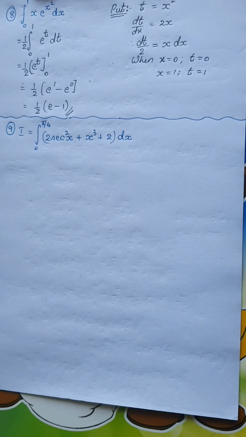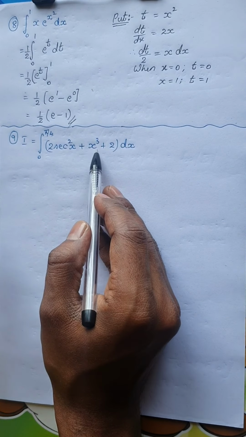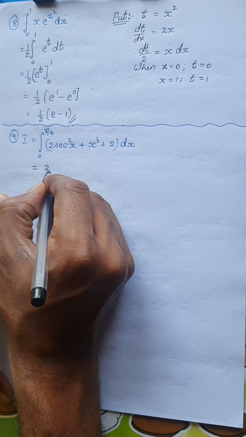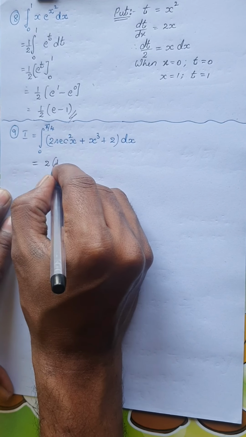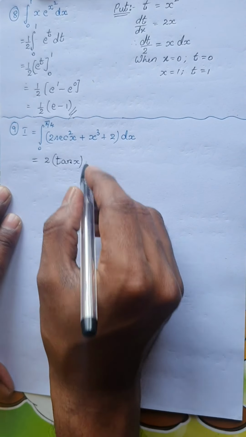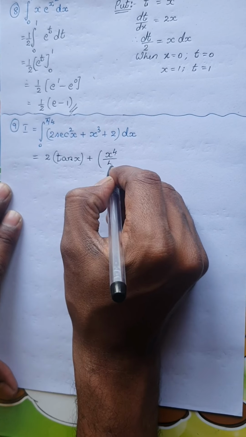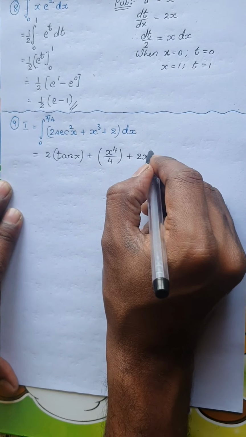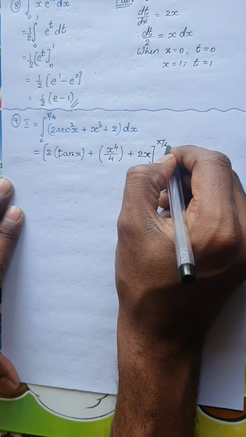Moving on to the next integral, we have the integral between the limits 0 to pi by 4 of 2 times secant square x plus x cube plus 2 dx. So let us directly integrate. Now 2 is a constant, keeping it outside. The integral of secant square is a standard function, tan, isn't it? Integration of secant square is tan x, right? Plus, now what is the integral of x cube? It would be x power 4 divided by 4, plus the integral of a constant is the constant into x. So this is integrated within the limits 0 to pi by 4.